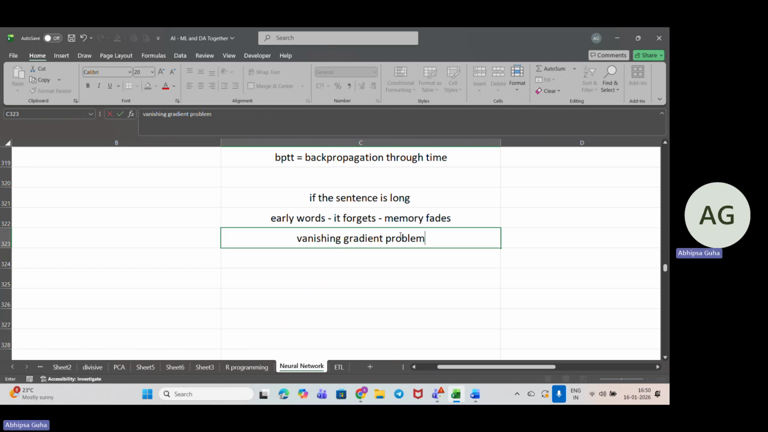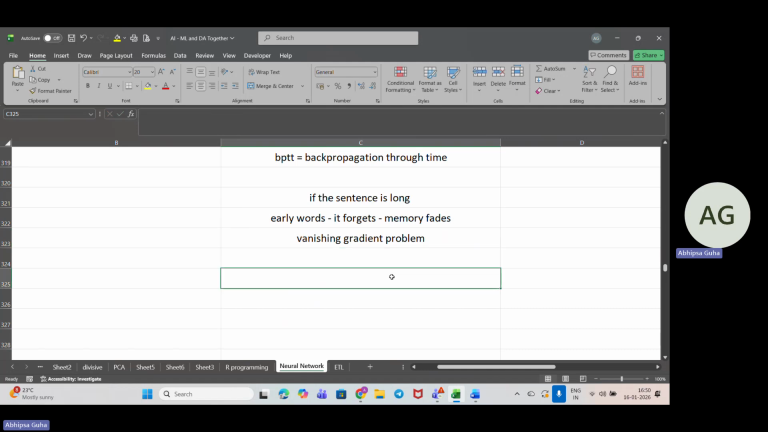Okay, now what is the solution to it? The solution is LSTM and GRU. Okay, so it has a memory gate to decide what to remember and what to forget, so that things become easier.